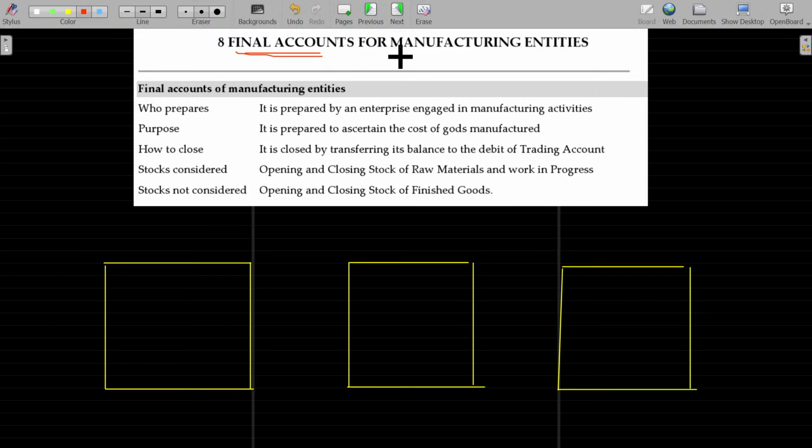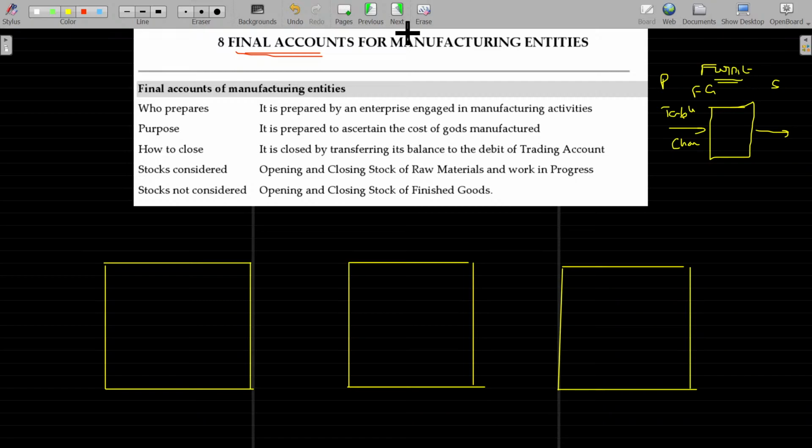For a trading concern, it is quite a bit easy. In the case of a furniture showroom, they purchase the table, cupboard, chair, whatever it may be, everything, and then it is sold. Purchased and sold.